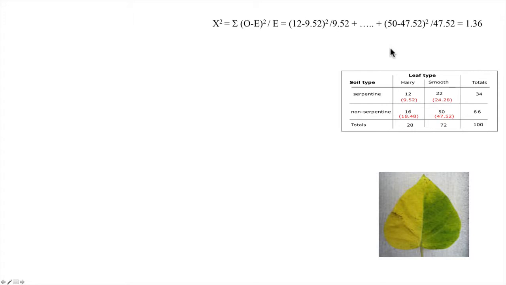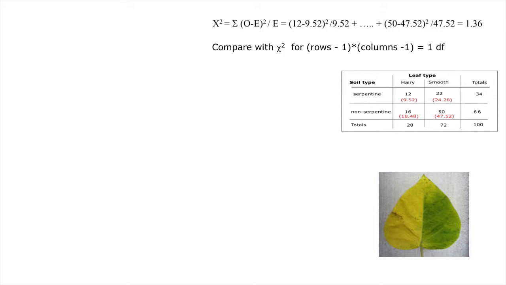Now in this particular case, data is used more than once, in that observations here are used to calculate this total as well as observations here. Given this interdependence, it turns out that the appropriate number of degrees of freedom with which this test statistic is compared is actually the number of rows minus 1 times the number of columns minus 1, which in this case is 1 degree of freedom.